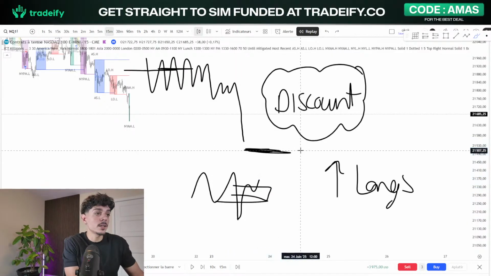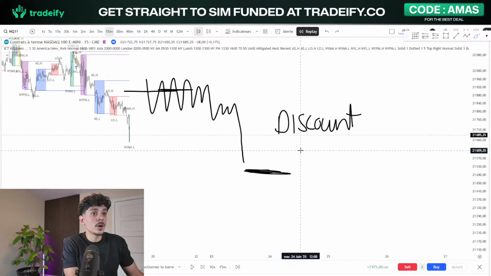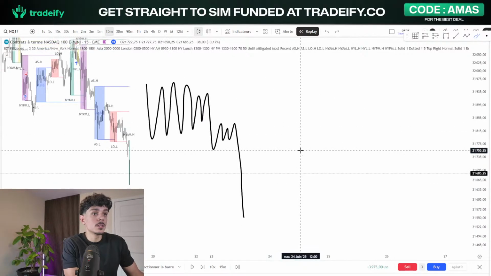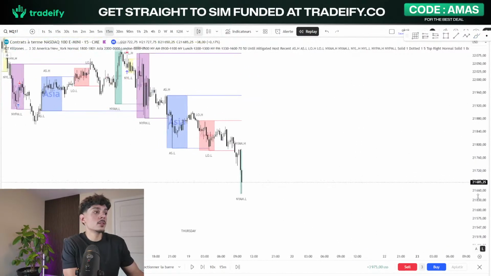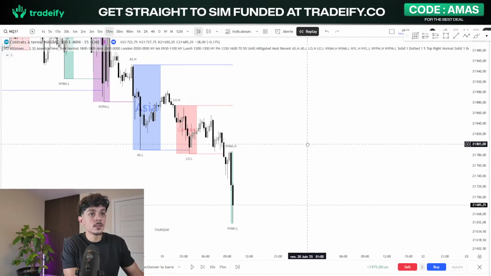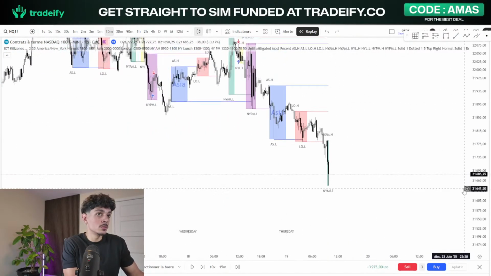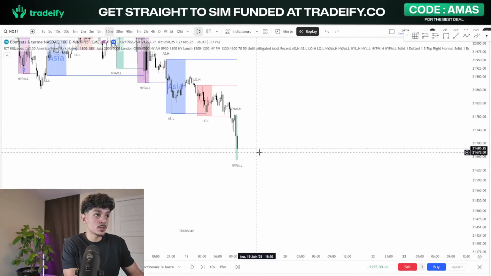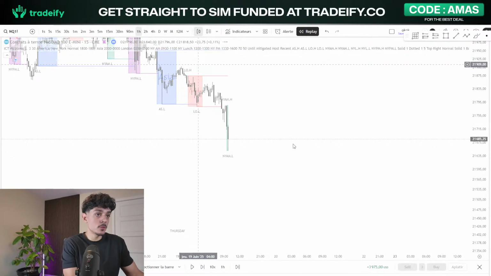This is how you get your bias, right? You can get your bias from anything. It doesn't need to be complicated. But right here, when you see this, longs look good because you're at a discount. Keep pushing price down towards higher time frame fair value gaps.